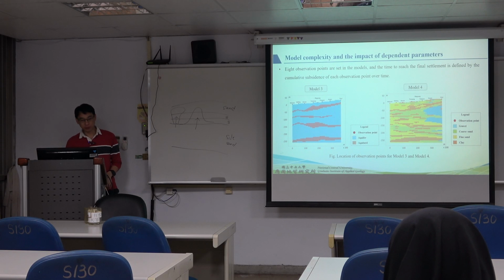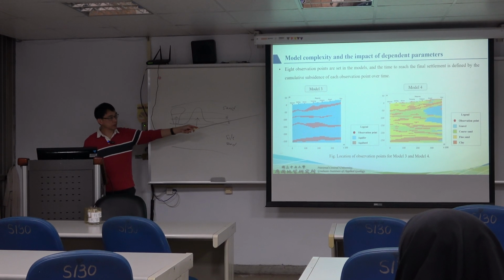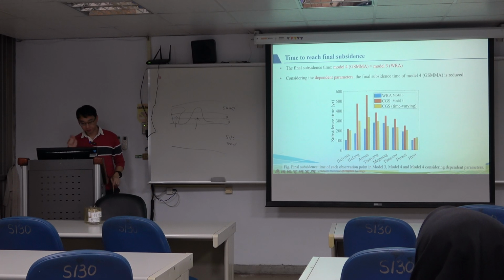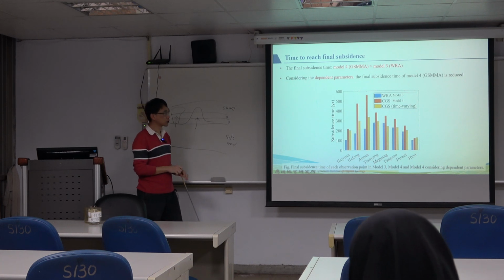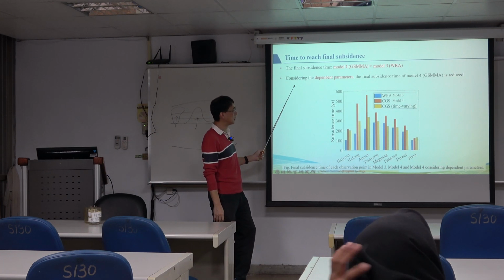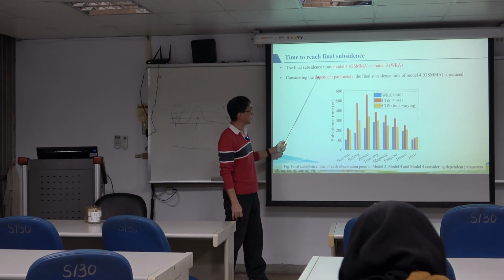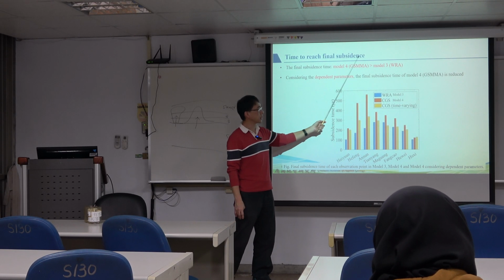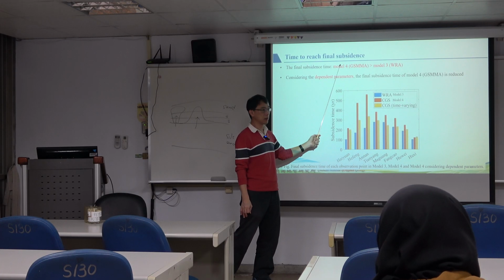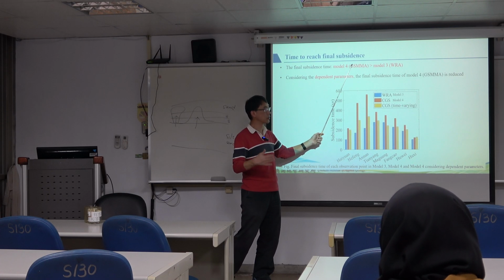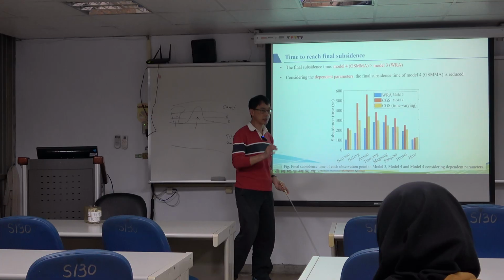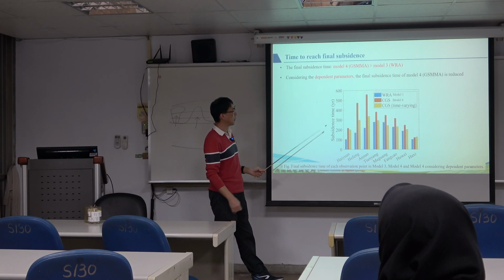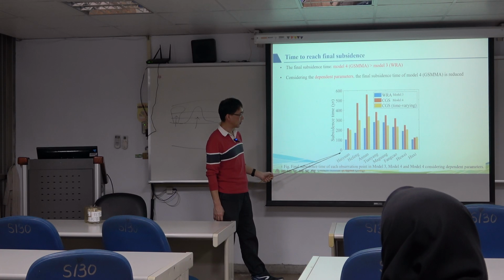And here is some analysis. We have different observations on the surface for the two models to do a comparison. And here is to assess the final subsidence time. Okay, model 4 is larger than model 3. So GSMMA takes much more time to reach the steady state conditions, or the final compression conditions, and WIA will reach the steady state quickly. The same conditions, the same geologic conditions. So this is a different kind of result.